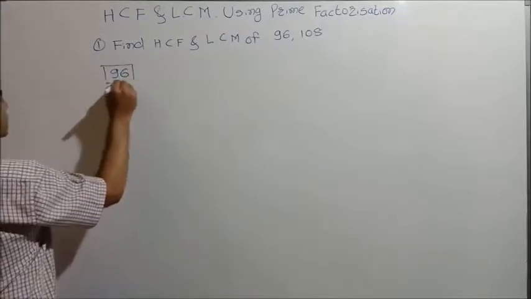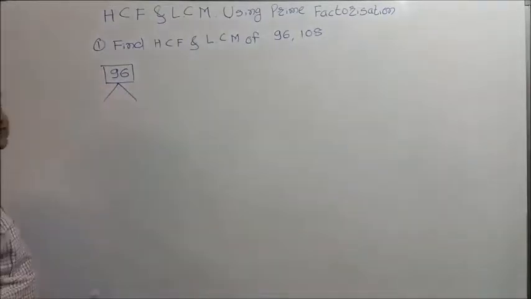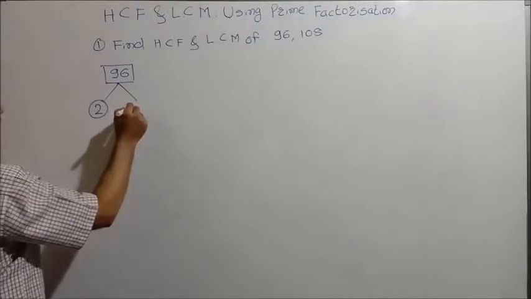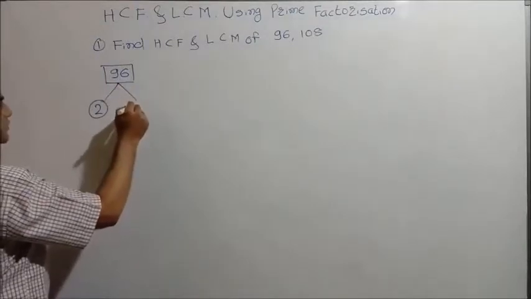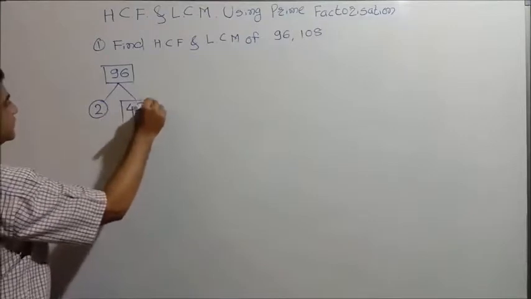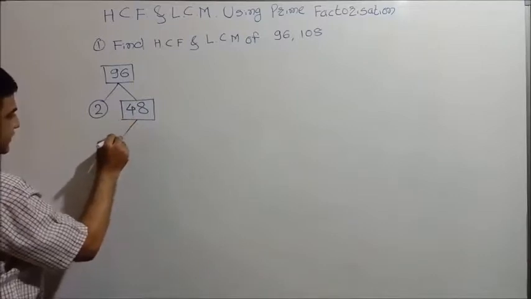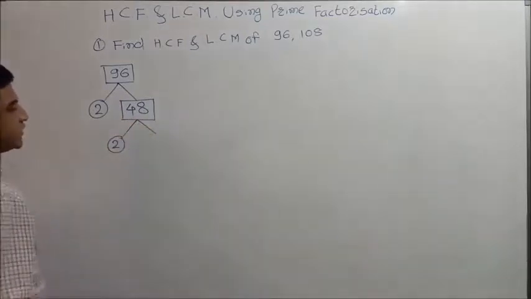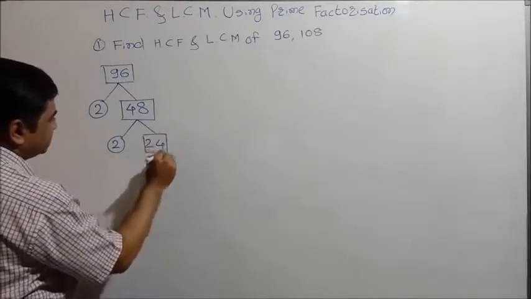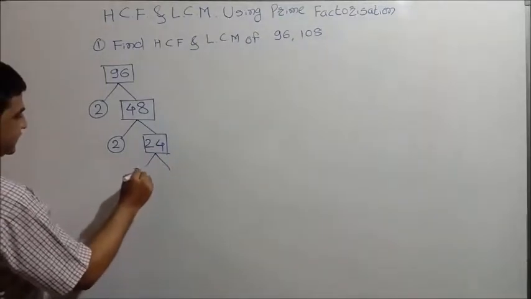96 being a composite number, I am putting a box. And then, being a 6 at the ones place, it's divisible by 2. What we got at the end is 48. And 48 being an even number, divisible by 2, a composite number. So again, I divide 48 by 2. On the other hand, I will get a quotient of 24. And 24 again, a composite number. So box it. Now, 24 again divisible by 2.